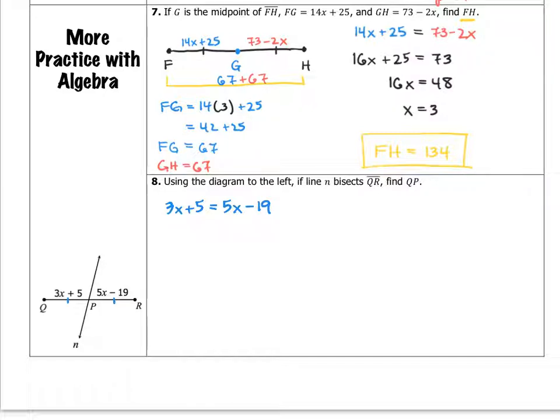So subtracting 5x from both sides, I get negative 2x plus 5 equals negative 19. And then if I subtract 5, I get negative 2x equals negative 24, and x equals positive 12. I'm supposed to find the length of segment QP, so that's just this right here. So I'm going to plug 12 back into that expression, 3x plus 5. So this is 3 times 12 plus 5, and I get an answer of 41.